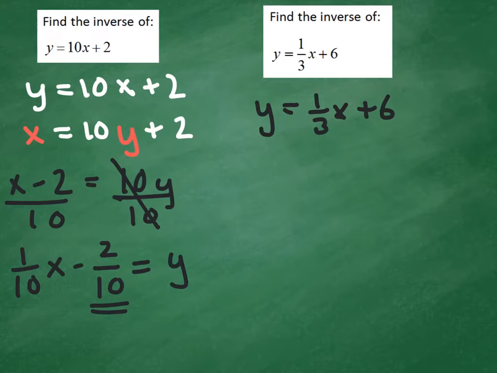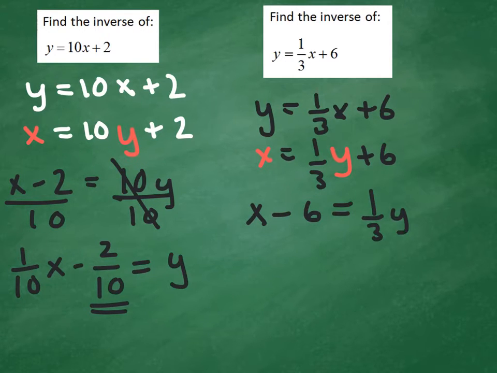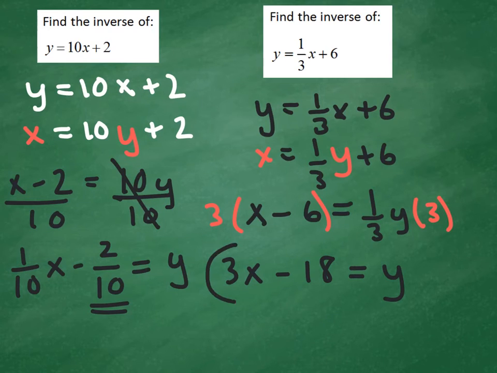So again, I'm going to do the old switch between the X and the Y. And in doing so, I'm now going to solve for the Y. So I undo the plus 6 by subtracting 6 to both sides. I'm going to undo the dividing by 3 by multiplying both sides by 3. And I get a final answer here of 3x minus 18 equals y.